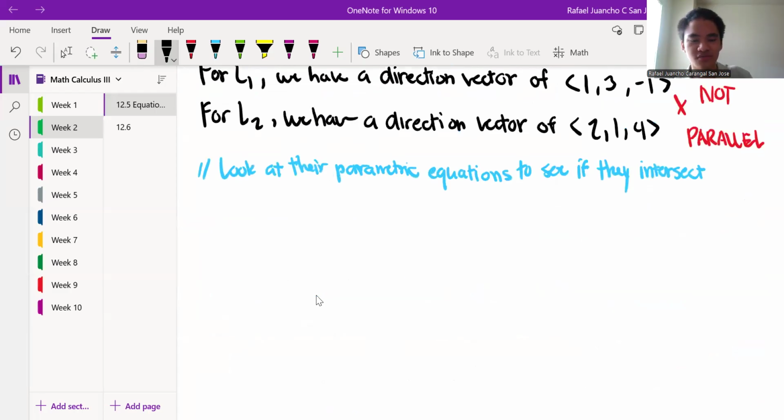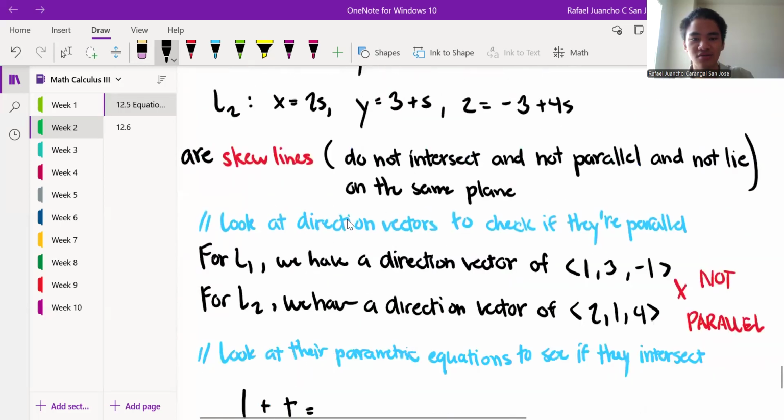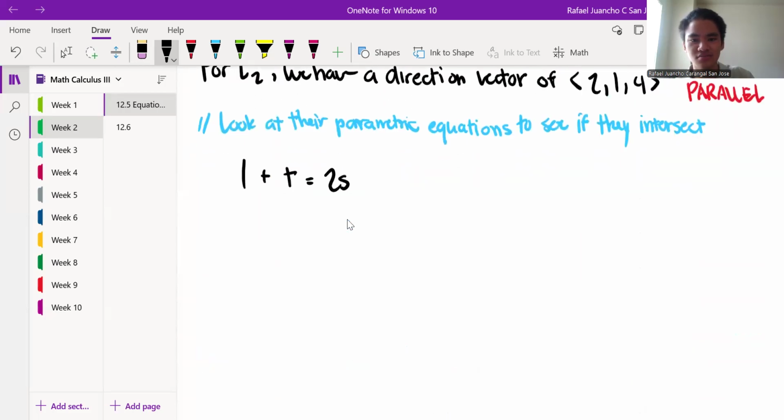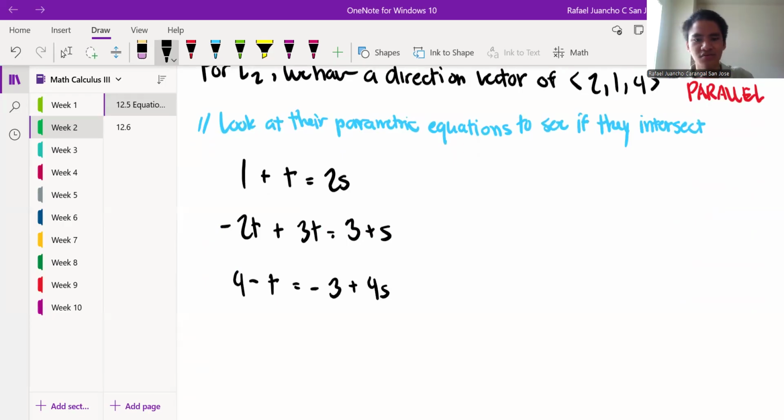So how does this work? We have 1 plus t, because those are their x values, equal to 2s. We're going to find if at some point they intersect. But ideally, all of their x's and y's should intersect. Then negative 2 plus 3t equals 3 plus s. And then we have 4 minus t, which equals negative 3 plus 4s.